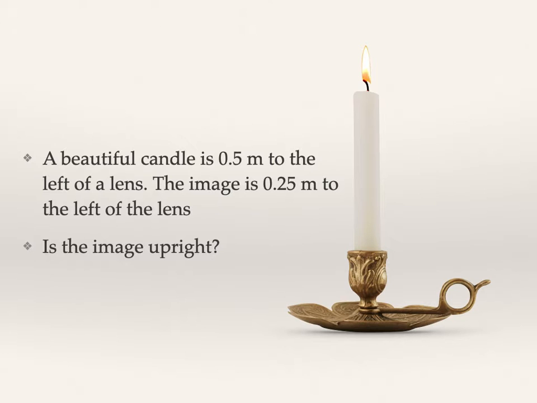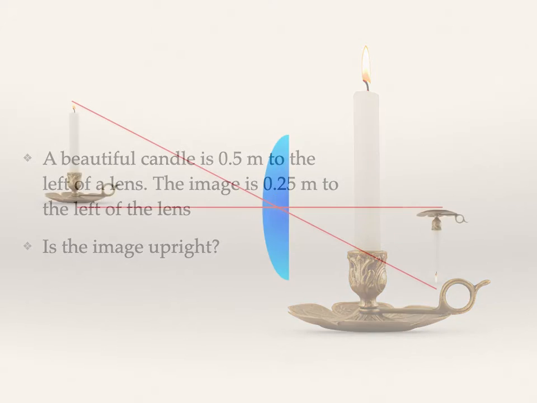The image is 1/4 of a meter to the left. So what is the divergence? 1/4 of a meter is 4. To the left is again minus. So if it was -2 coming in and -4 coming out, the lens must be a -2 lens. Now, that's not what's being asked. What's being asked is, is the image upright? So let's kind of work through that.